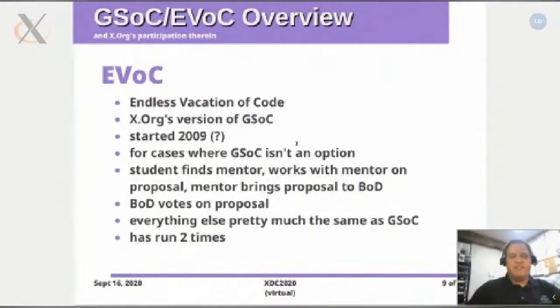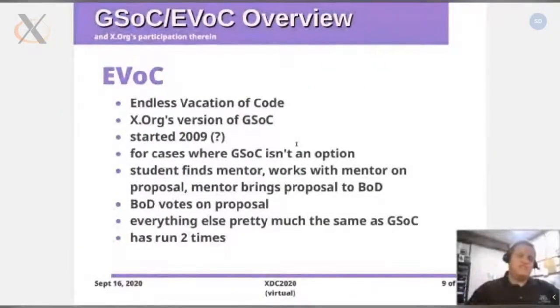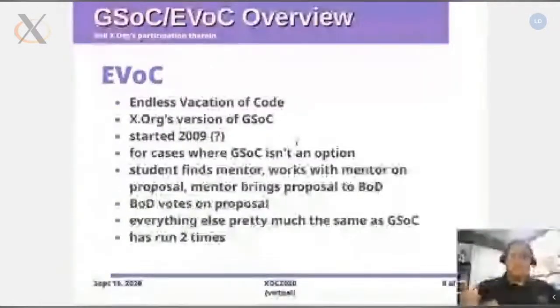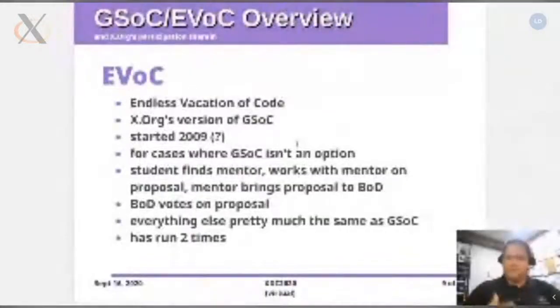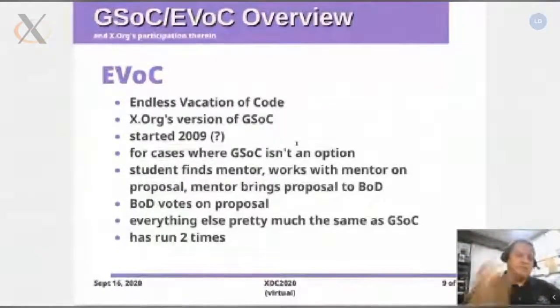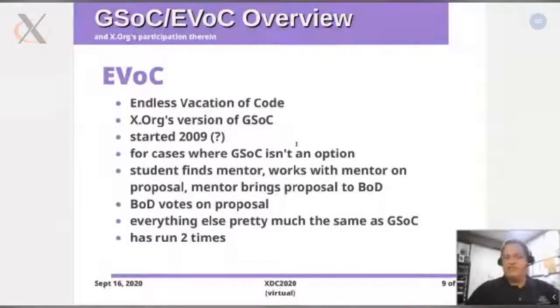Now I want to talk about EVoC. EVoC is XOrg's version of GSoC. Sometimes we don't get accepted for GSoC, but sometimes we have a fantastic student that we want to bring in anyway. So we have a little bit of funding ourselves where we can run an EVoC, which is basically our private version of GSoC. We can still do a GSoC-y thing, but without Google's involvement. It's mostly for cases where we don't get into GSoC and have a great proposal.